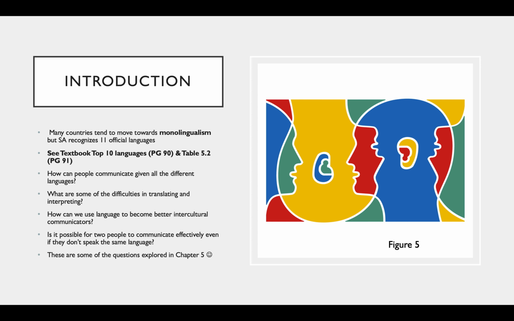Okay. Is it possible for two people who don't speak the same language to communicate effectively? If you meet someone, how can you bridge that gap when you're trying to say something, trying to communicate with them, and so on? Okay.